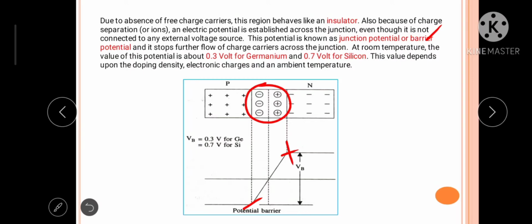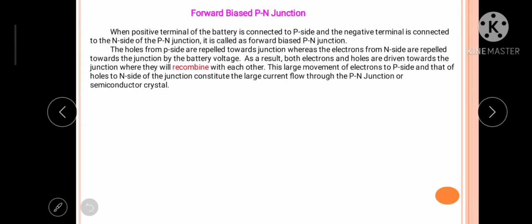At room temperature, the value of this potential is about 0.3 volt for germanium and 0.7 volt for silicon material. Also, this value depends upon the doping density and electronic charges and an ambient temperature of this PN junction. Now, this PN junction can be connected either in forward bias or in reverse bias. Now, throughout this slide, we will discuss about the forward bias PN junction.